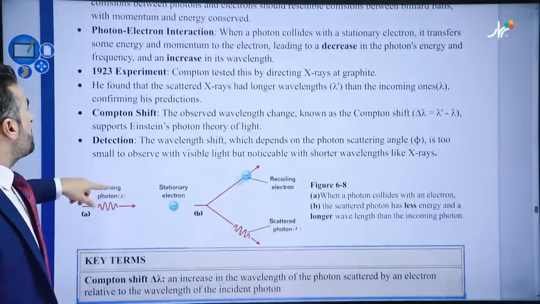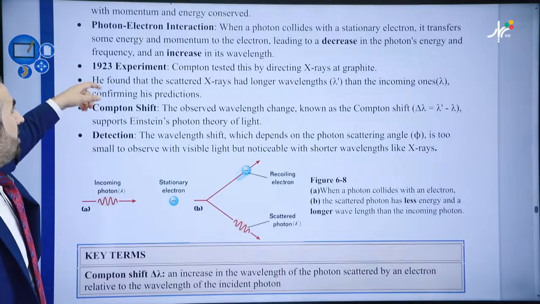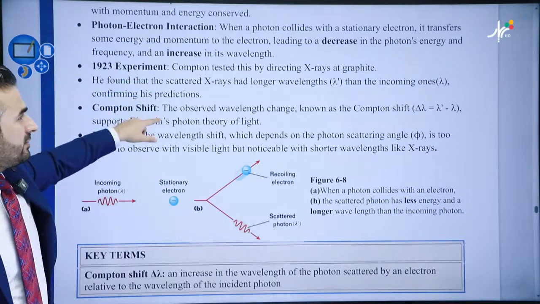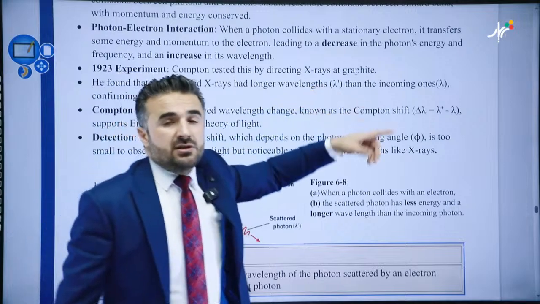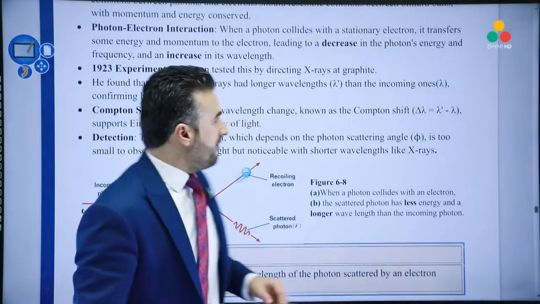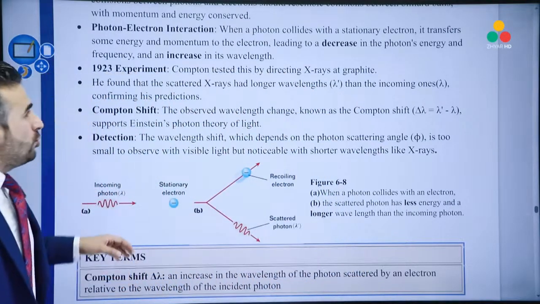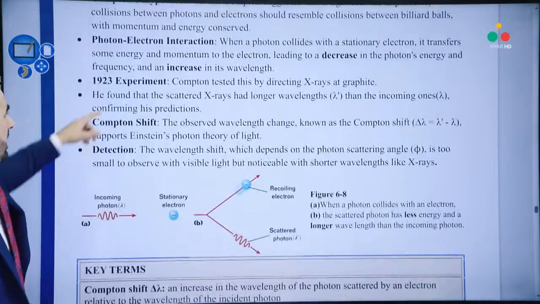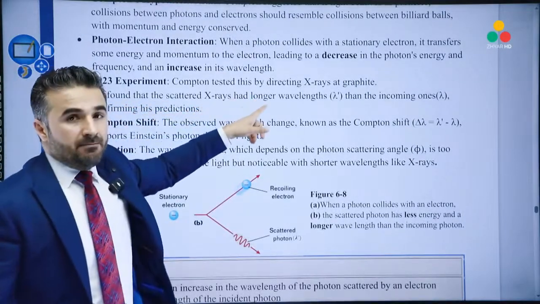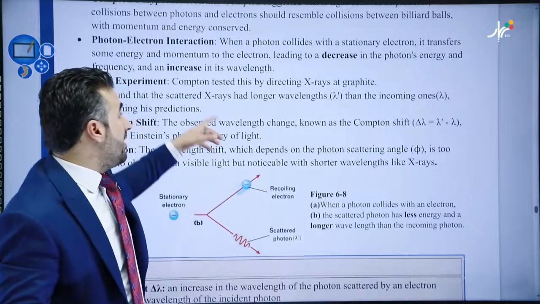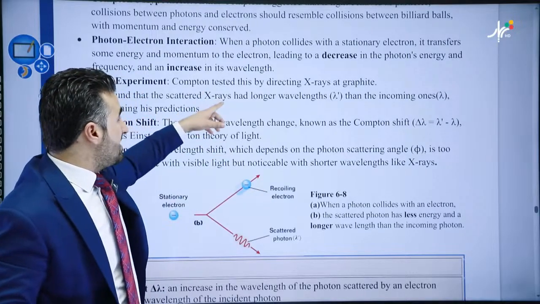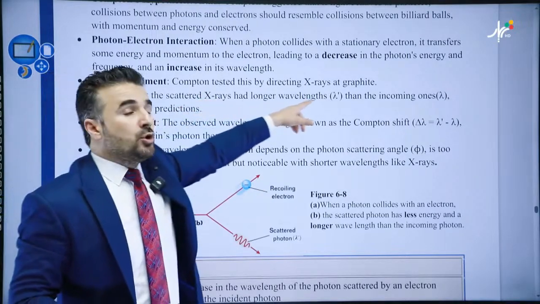Now, what was the experiment about? In 1923, Compton tested this by directing an X-ray at a piece of graphite. So what did he find? He found that the scattered X-ray, after it interacted with the graphite, had a longer wavelength.